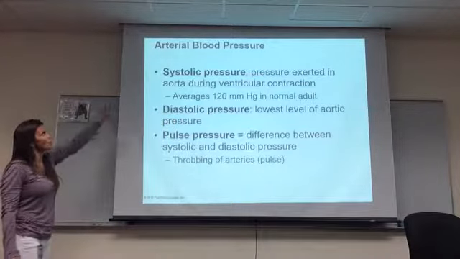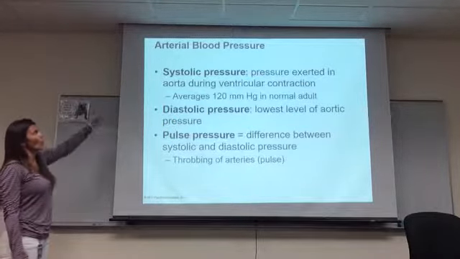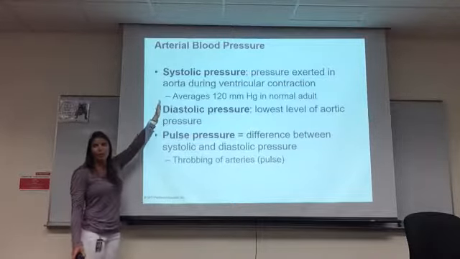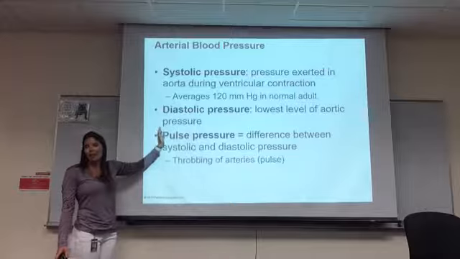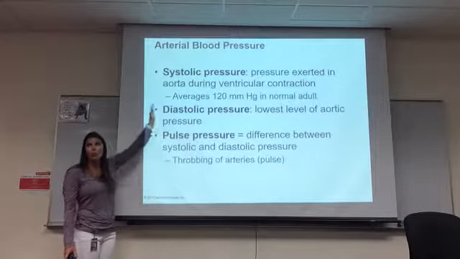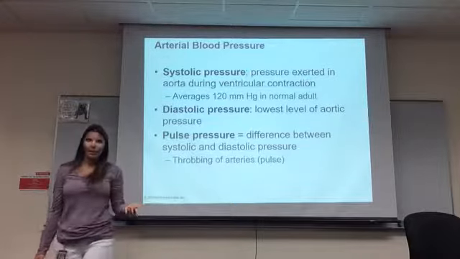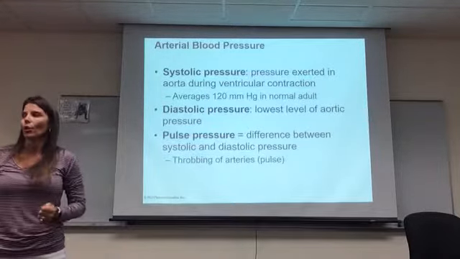The pulse pressure is the difference between the two. So for example, if my systolic pressure was 120 millimeters of mercury, my diastolic pressure was 80. My pulse pressure would be 120 minus 80, which would be 40. Okay? So that's how you would configure that.